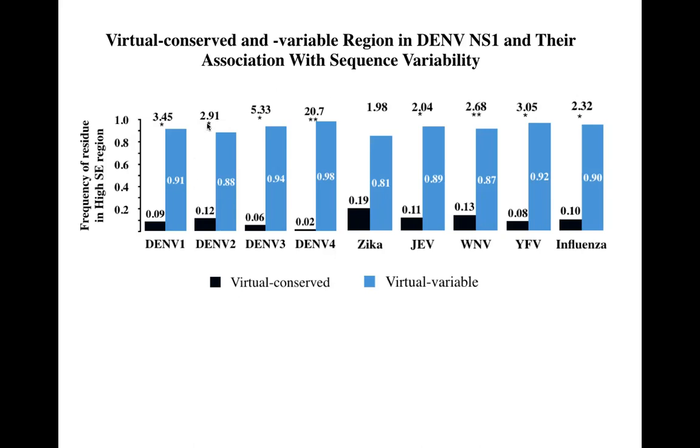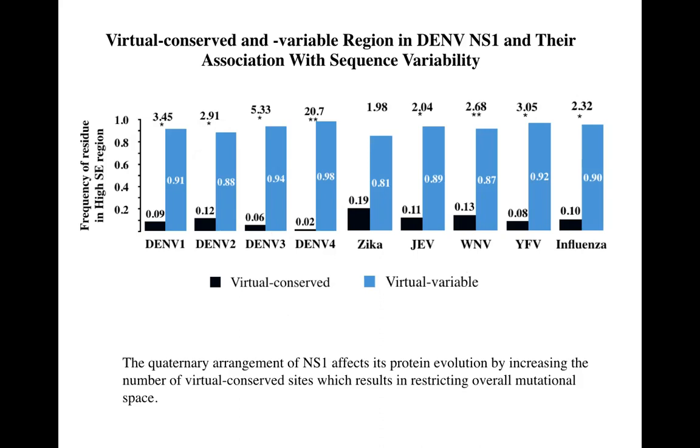Now, are we restricted to NS1 of dengue viruses? So for that, we checked NS1 of other viruses like Zika, Japanese encephalitis virus, and West Nile virus, and we found a similar trend. So this suggests that the quaternary arrangement, which is our main or initial hypothesis, affects NS1 protein evolution by increasing the number of virtually conserved sites, which results in restricting the overall mutation spread.